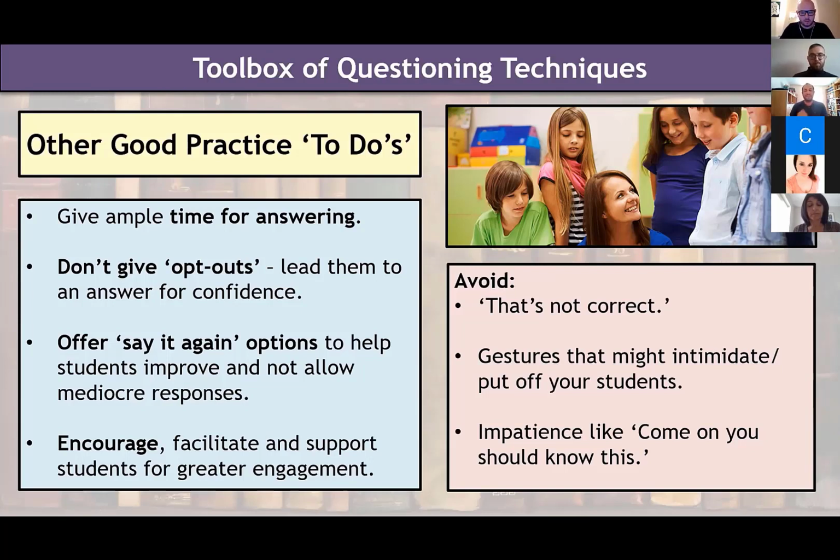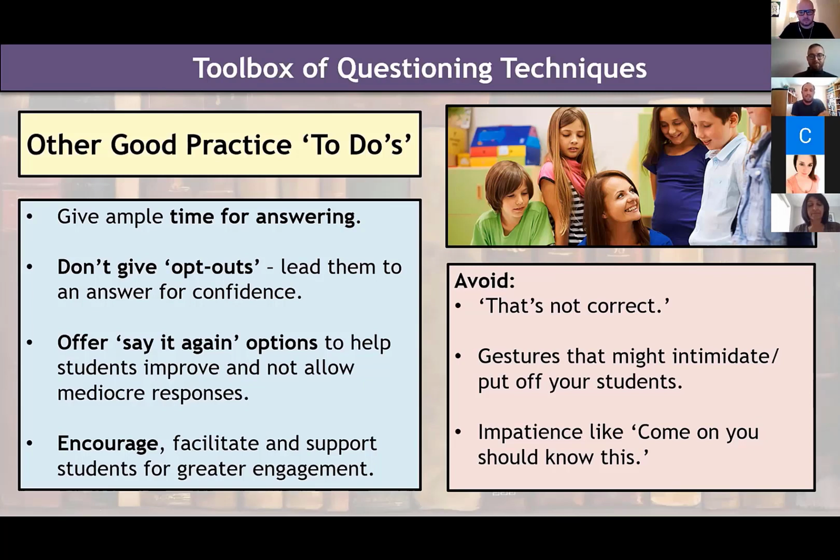And please don't be so impatient. I learned this the hard way on my PGCE. Come on, you should know this, you're year 10. That's only going to put them off, because they're going to think you're rushing them and that you're not patient. So give them the time that they need.